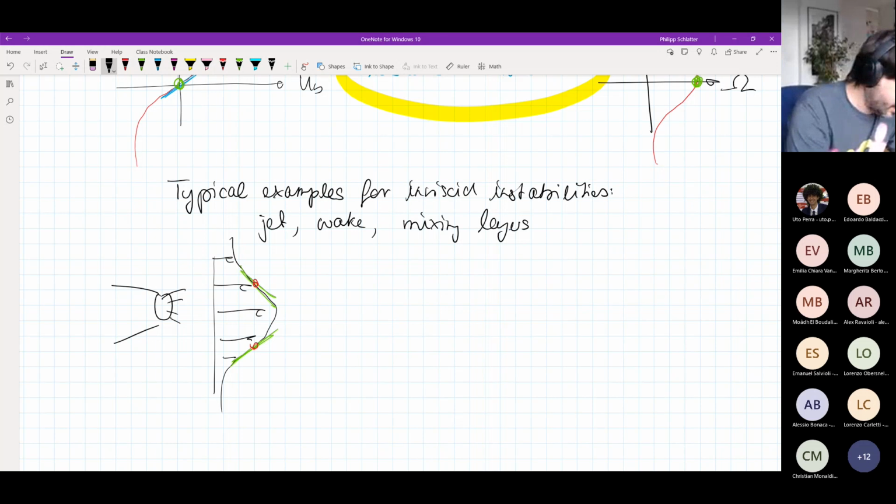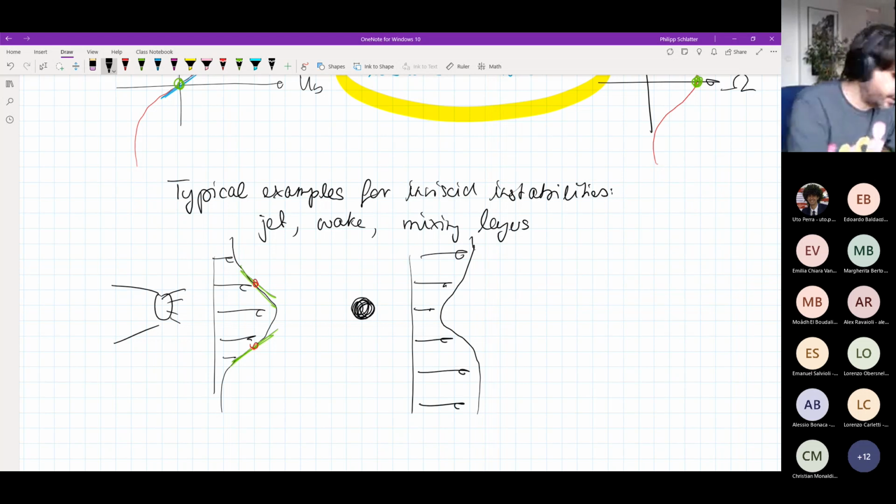The wake flows are like this, when you have an obstacle, where you have to flow around the obstacle, and then the velocity profile would look like this. So you have a decrease of the velocity in the center. You would have the gradients like this, and the inflection points which again correspond to vorticity maxima.